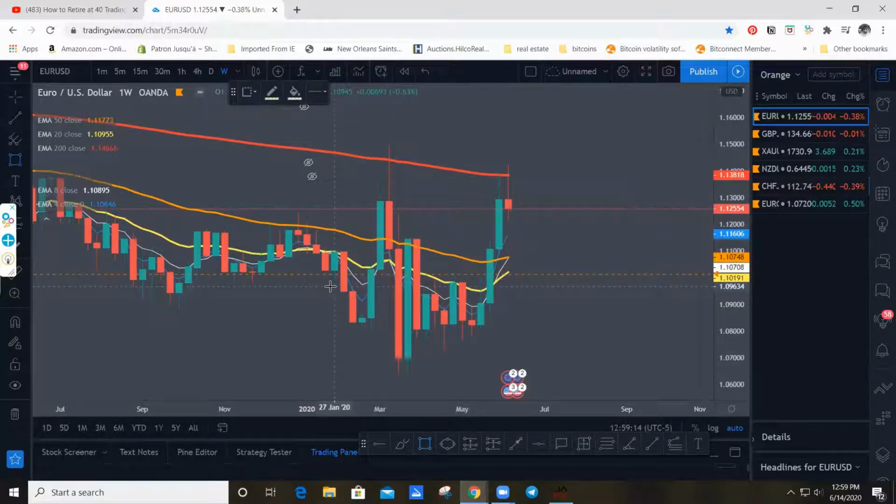I just added a 4-day moving average to test it. Okay. So based off how price rejected the 200-day moving average, I'm looking for it to come back into this zone.